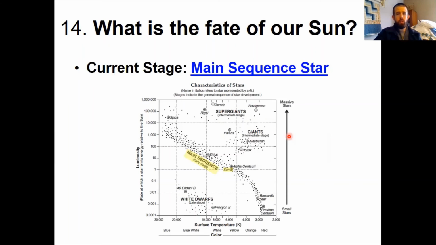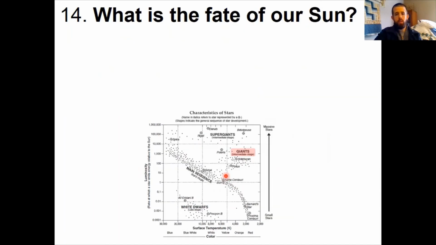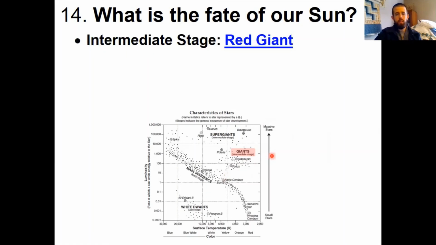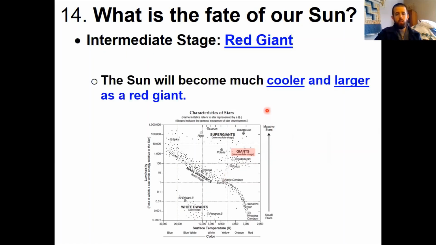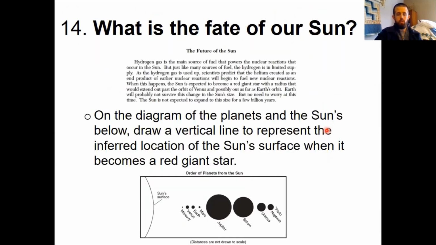Okay, so what is the fate of our sun? Currently, it's a main sequence star. Right there, you can see it. Main sequence, there's the sun. Then it'll become a giant in the intermediate stage. During the giant phase, it's cooler and larger because it's burning carbon. And then eventually it will become a white dwarf.